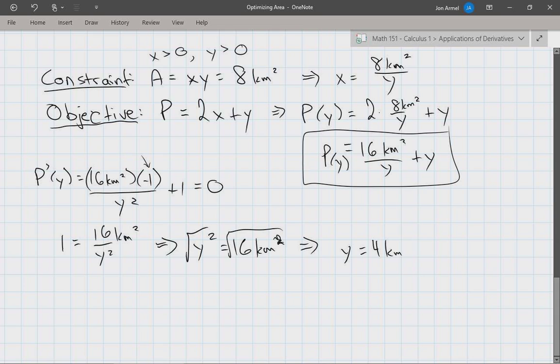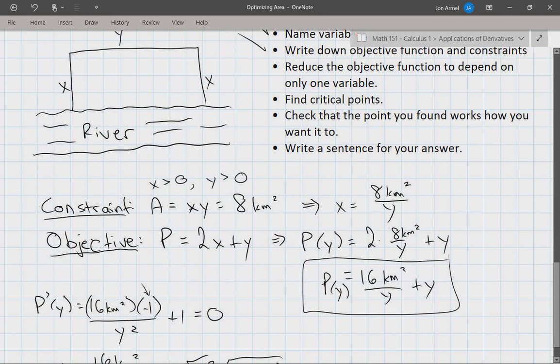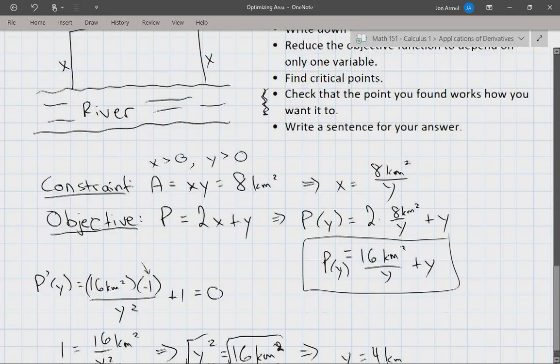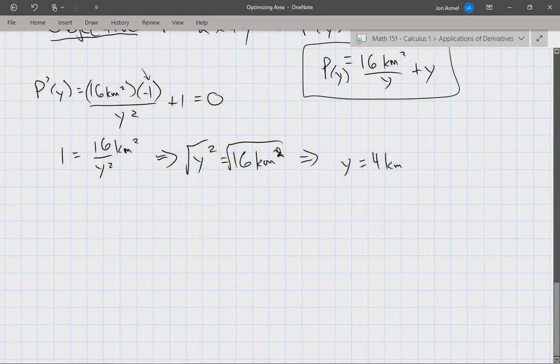So now I could go ahead and find x, right? X is 8 over y, so x would be 2. Or I could do the right thing, and I could check that my critical point is actually what I want. I am not done with this problem, not even close. Instead, what I need to do is check that this critical point is actually giving me a minimum. Okay? So that is very important. You have to do it every time.